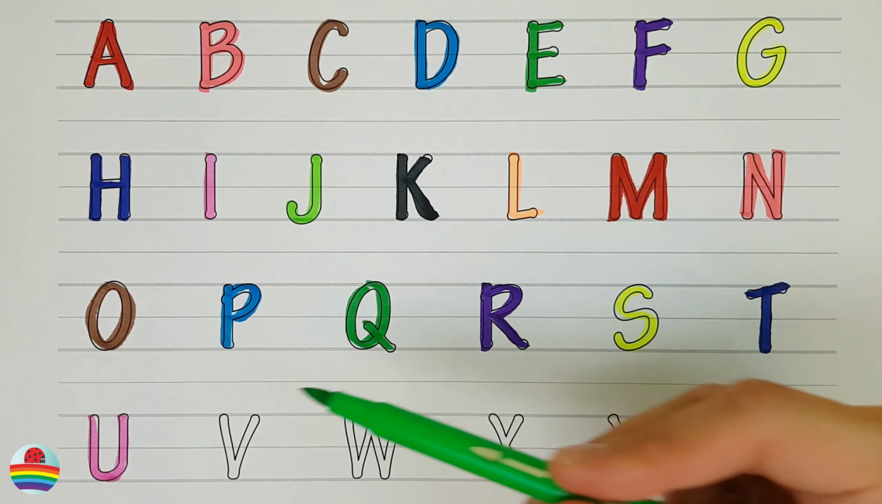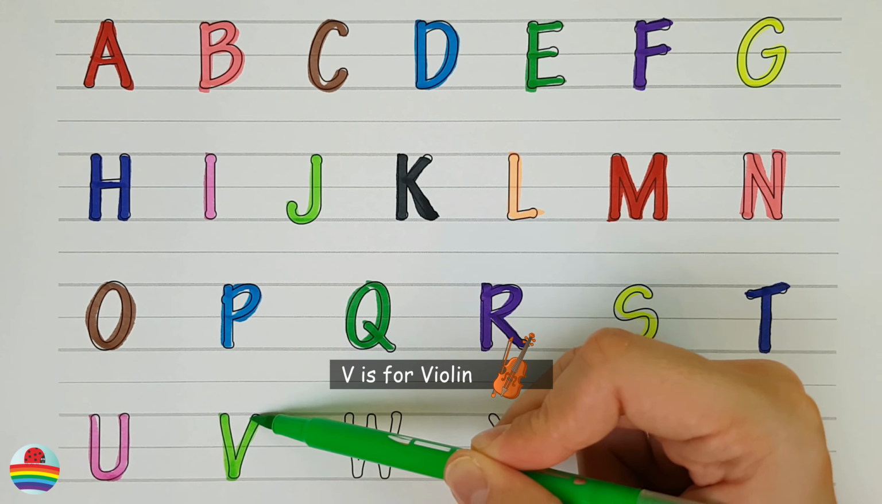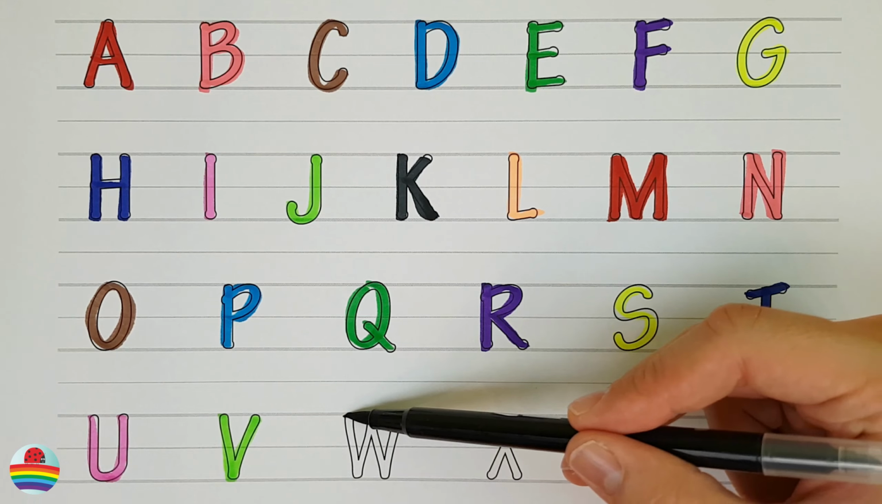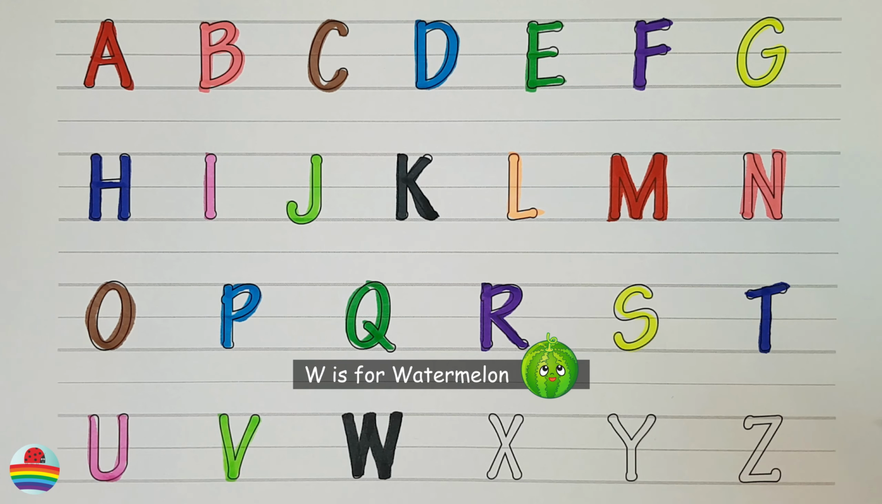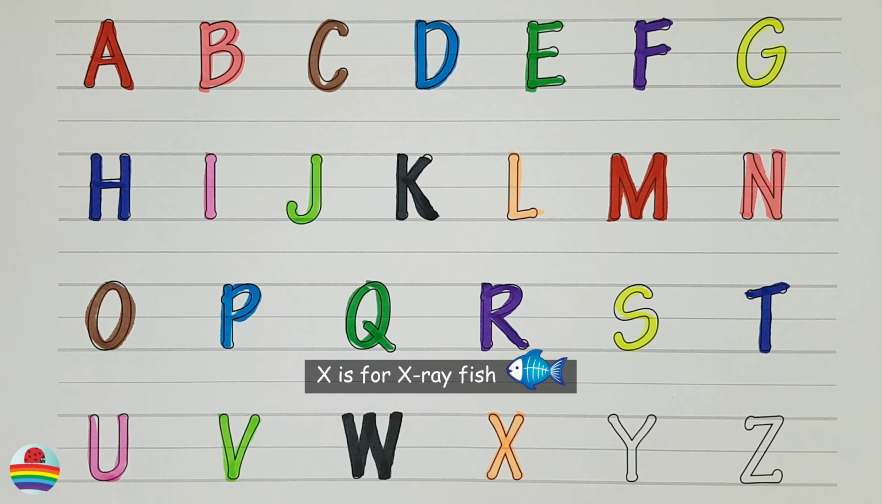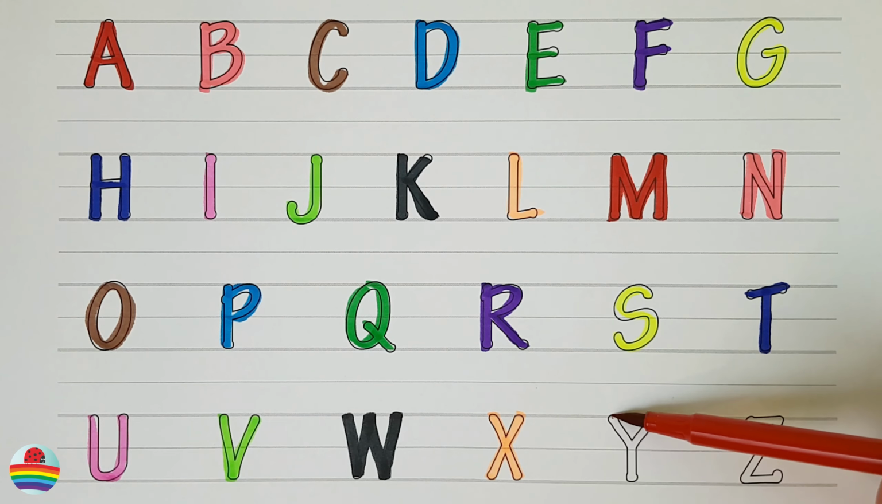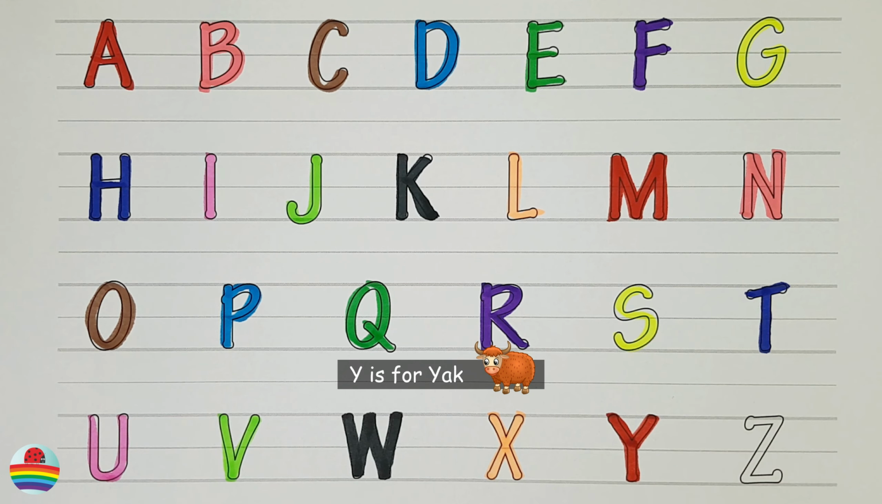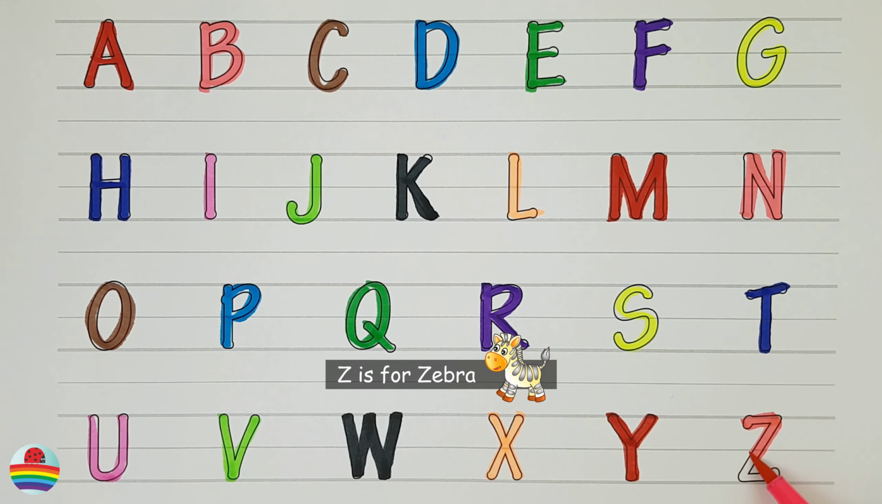V is for violin. W is for watermelon. X is for X-ray fish. Y is for yak. Z is for zebra.